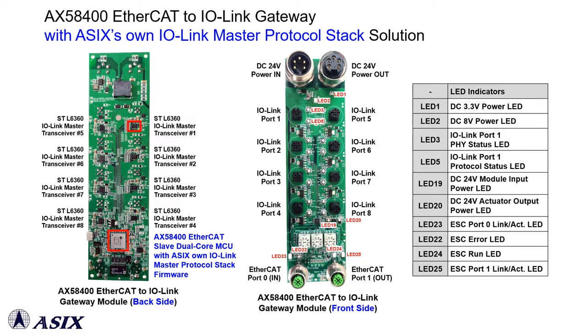Using the AX58400 dual-core MCU architecture can effectively reduce the CPU load of the microcontroller and generate a higher performance EtherCAT to I/O Link gateway solution.